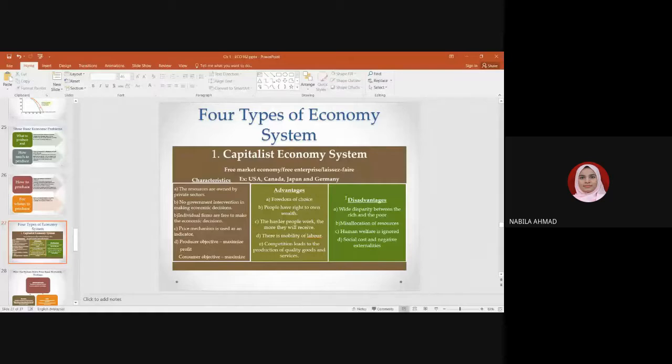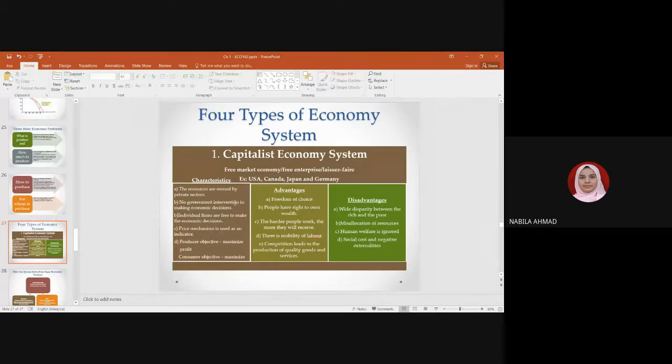So negara mana yang implement capitalism? US, Canada, Japan and German. Okay, so what are the characteristics? The resources are owned by private sector. No government intervention. Okay, so maknanya resources itu resources itu dipunyai oleh private sector lah. Maknanya individual, people tanpa government intervention.